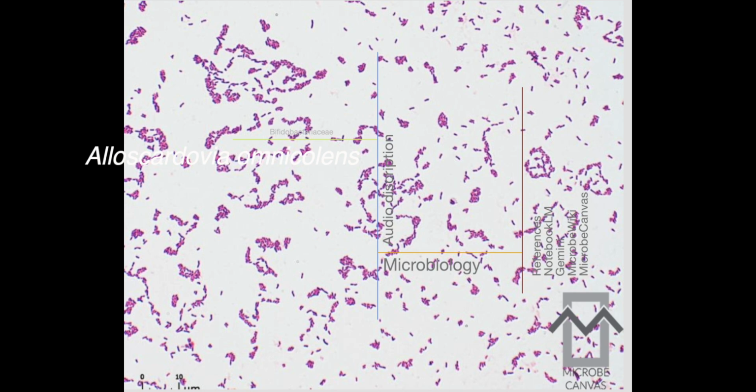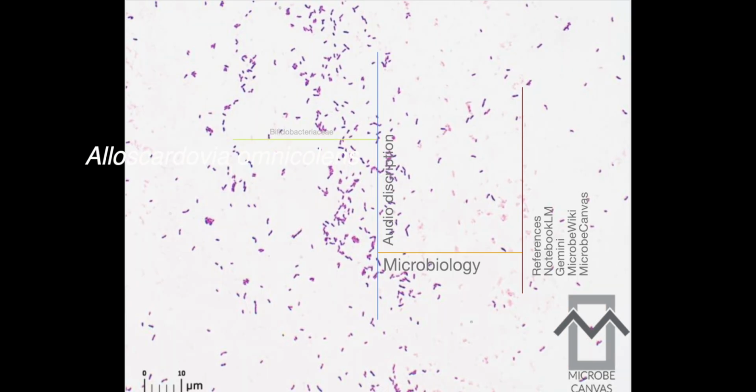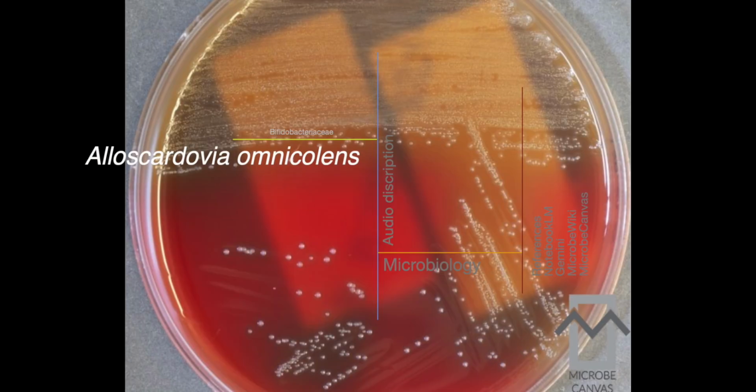Okay, I think we've covered a lot of ground here. How about we test our listeners' knowledge with a few quick questions? Sounds like a plan. All right, question number 1. What is the gram stain morphology of Alloscardovia omnicolens? It's those gram-positive, short, irregularly shaped rods, sometimes with rudimentary branching. Okay, good.